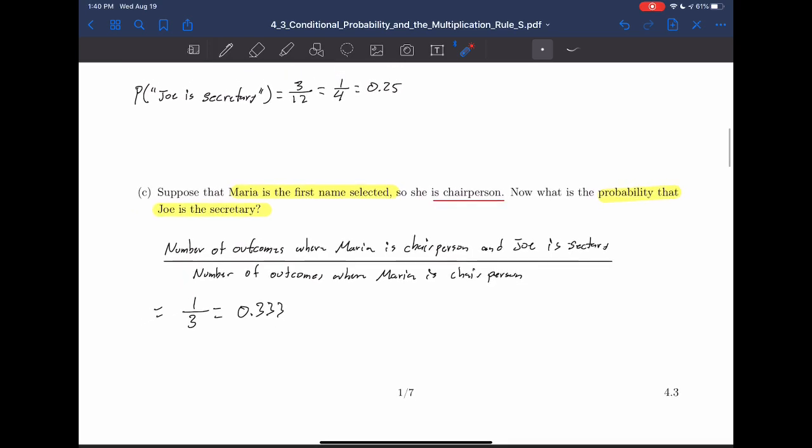So this is an example of a conditional probability because we were given some knowledge or extra information to compute our probability.